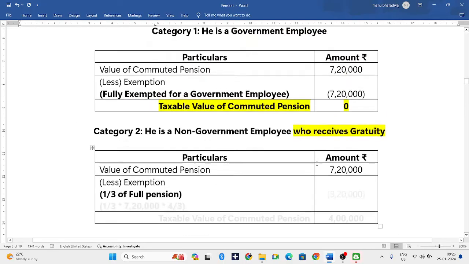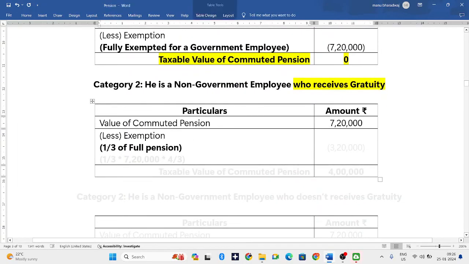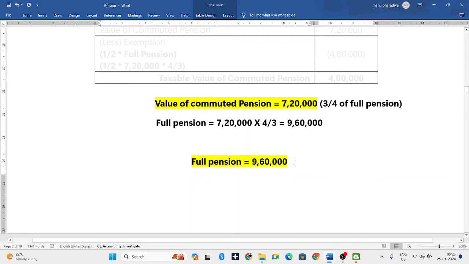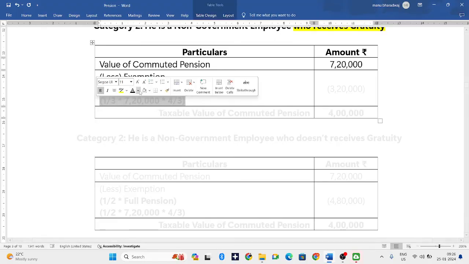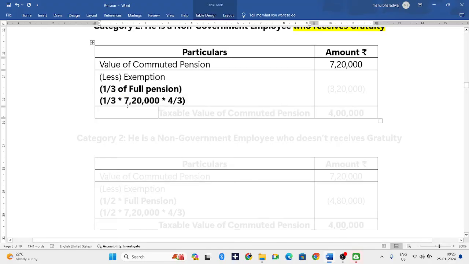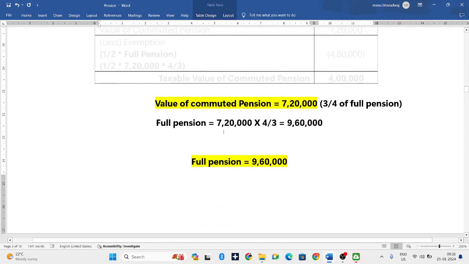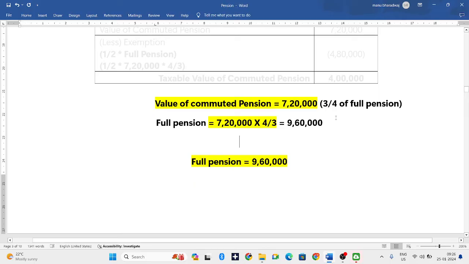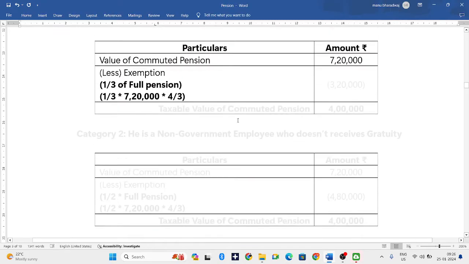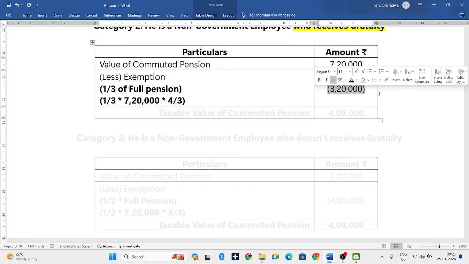But here exemption is given on 1/3 of full pension. For this 9,60,000 they are giving 1/3 as exemption. So the formula will be 1/3 into full pension. How to find out full pension? 7,20,000 into 4 divided by 3. Why 4 divided by 3? Because we know 3/4. If you want to know the full amount, take the reciprocal, 4/3. When we do that, we get 3,20,000 as exemption.